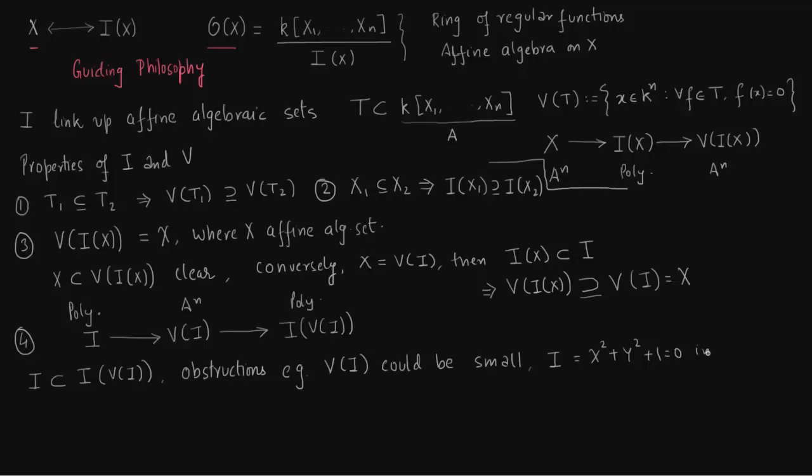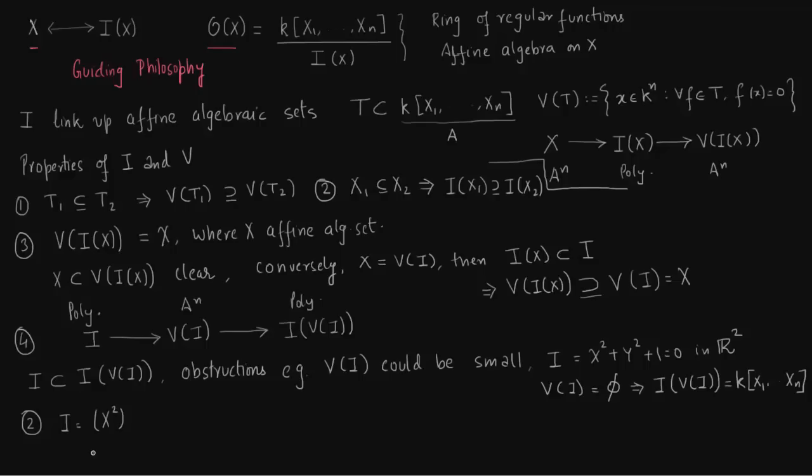For example, if you have something like x squared plus y squared plus 1 in R^2, obviously the solution set is the null set, and everything vanishes on the null set. So the ideal associated with the null set is the entire space. So obviously we have the inclusion, but we do not have the equality. Again, the inclusion is clear. You can easily prove it using contrapositive: if a polynomial does not belong to I, then it does not belong to I of V of I, and so on.